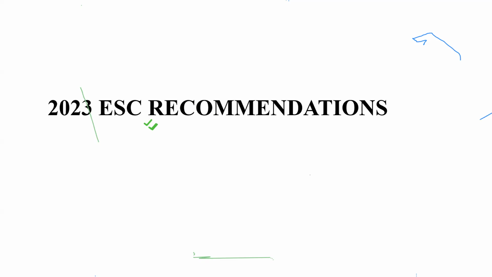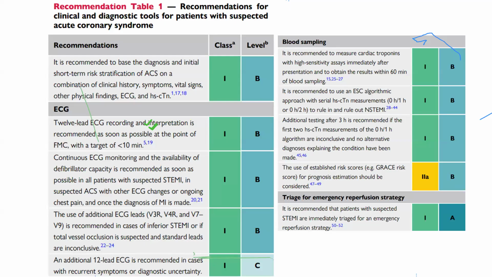Now, we've looked at the new ones, we've looked at the ones they reviewed. Now, in terms of the guideline in total, when it comes to the history and the diagnosis of acute coronary syndrome, it is recommended to base the diagnosis and initial short-term risk stratification of ACS on combined clinical history, symptoms, vital signs, and other physical findings. So essentially, it's what we do routinely that has been put together and reinforced.